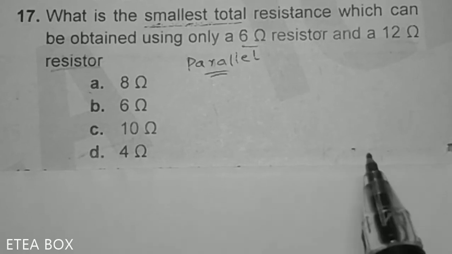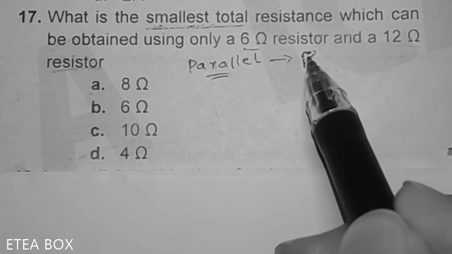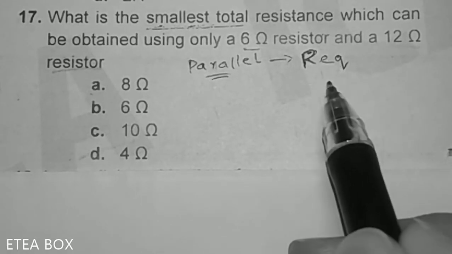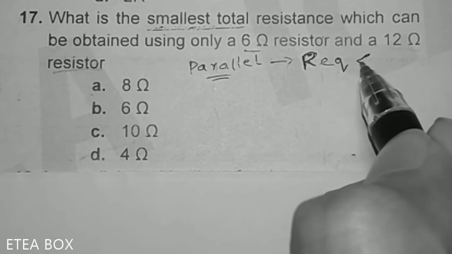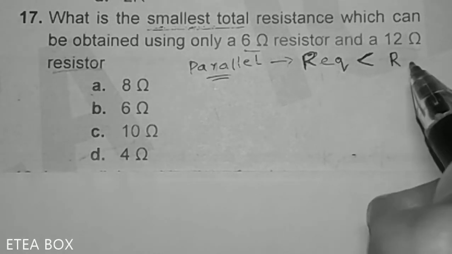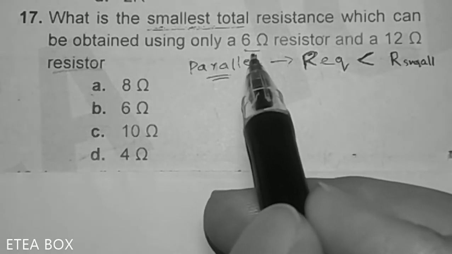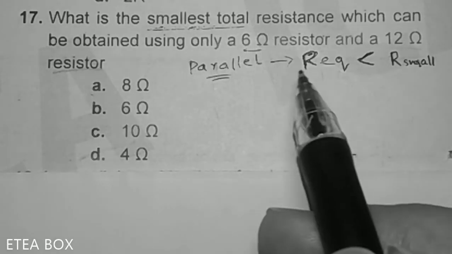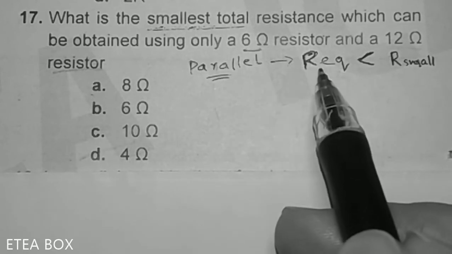Now look at here, in parallel combination the value of equivalent resistance is smaller than the smallest individual one. Keep this in your mind that the value of equivalent resistance is smaller than the smallest individual resistance. Now look at here, the smallest is this 6 ohm, so the smaller total resistance will be smaller than this one. Its value will be smaller than 6 ohm.